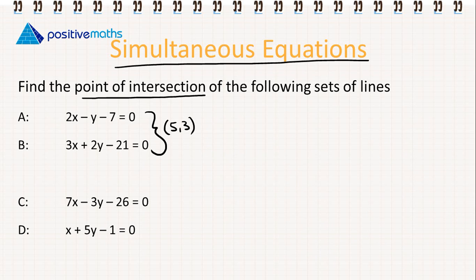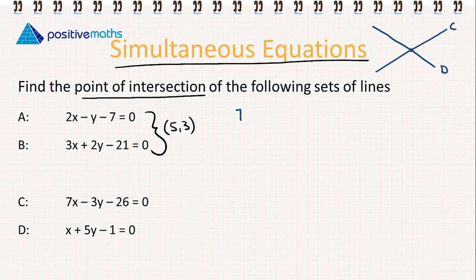So let's try another example. We have the equation C: 7x minus 3y minus 26 equals 0. That represents one line. And D represents another line: x plus 5y minus 1 equals 0. In the top right corner, I'm just drawing a small sketch. They are the two lines C and D. We're looking for the point of intersection.